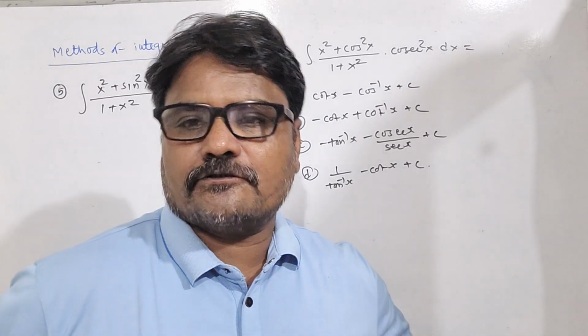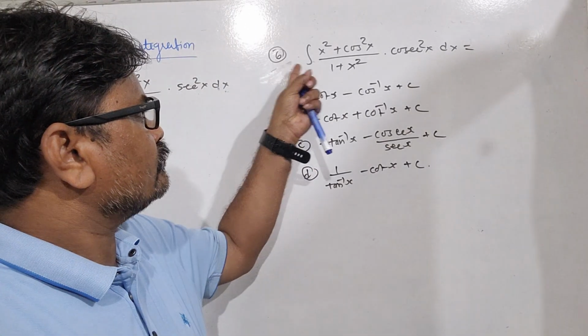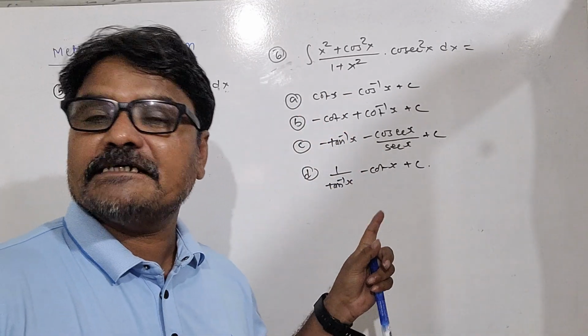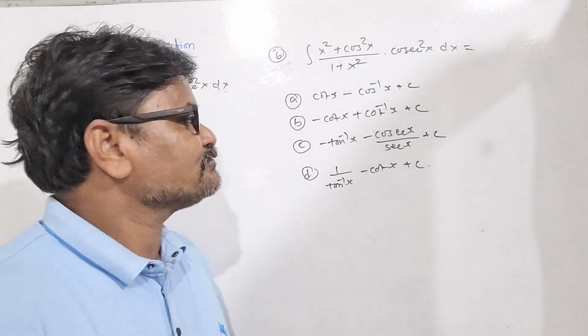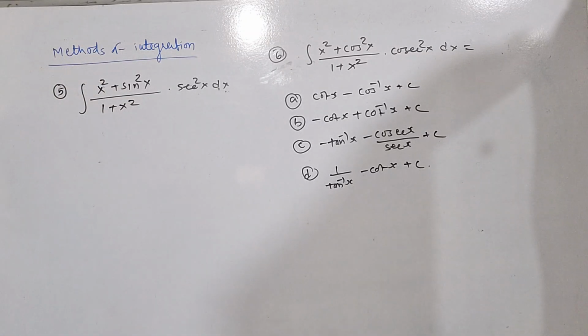Now let's solve these two questions. I have given options for this question number 6. This is in fact a multiple choice variety question. You will enjoy this question. And the similar question is this one, the fifth one, the integration of x squared plus sin squared x divided by 1 plus x squared into cosec squared x dx. Okay sir? Then how to do that?